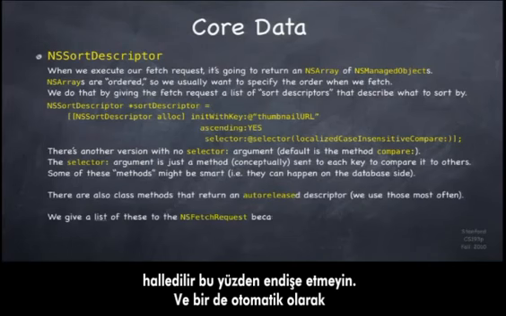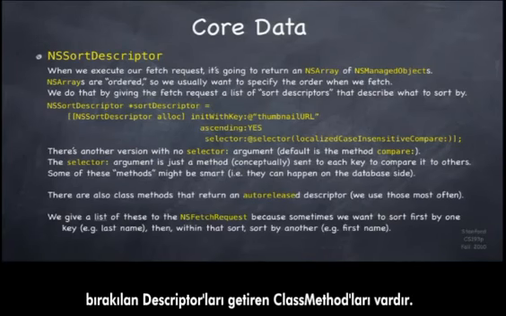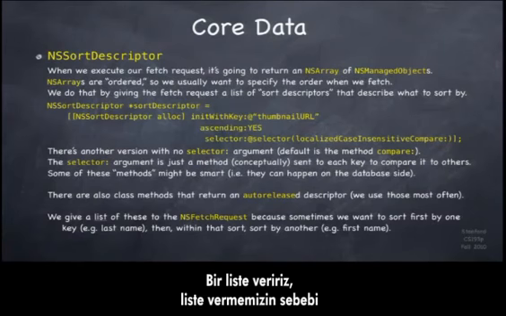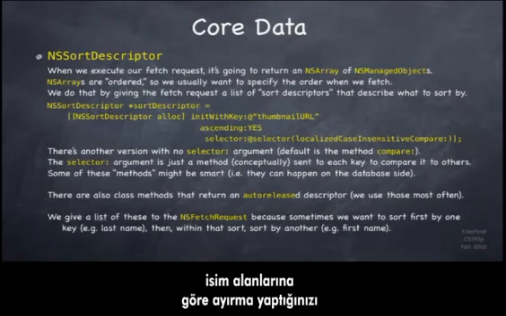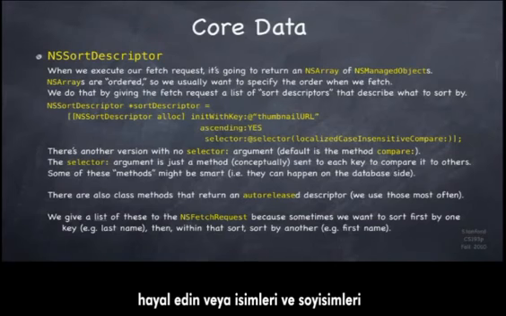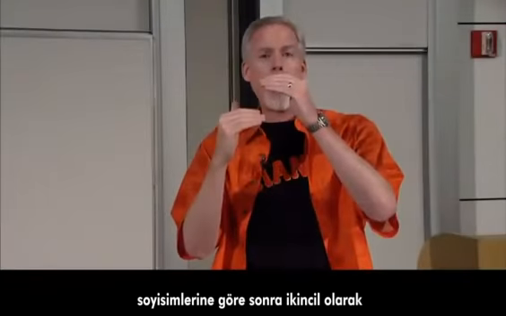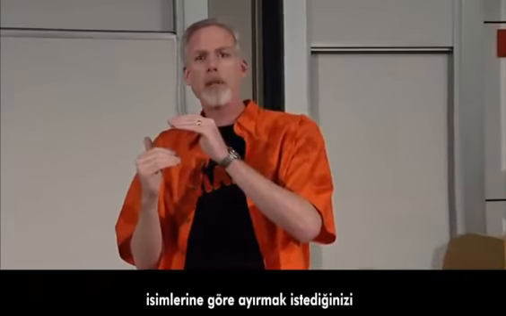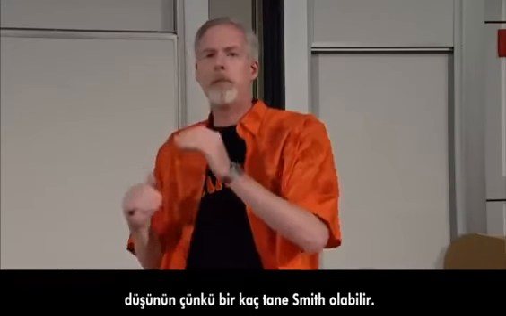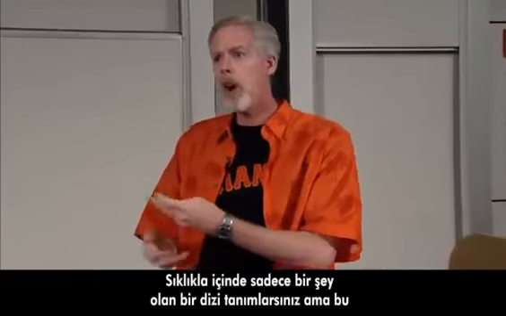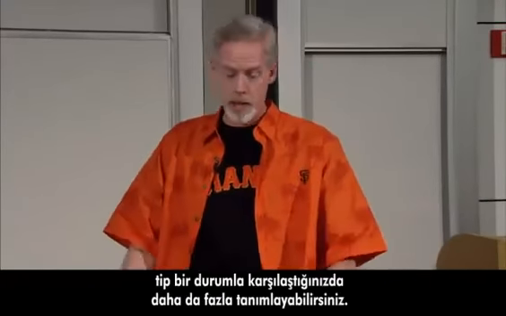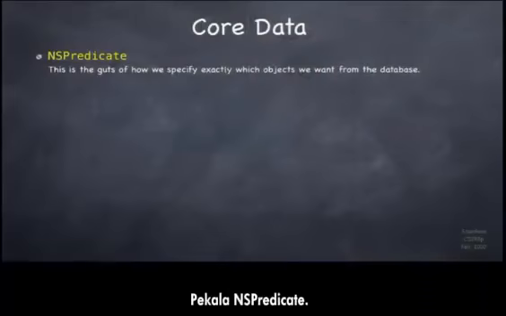And there's the class method that returns auto-released. We give a list. Okay, so this is why we give an array of sort descriptors, because imagine you're sorting a record of people and they have first names and last names, and you want to sort first by their last names and then secondarily by their first names, because you might have a bunch of Smiths and you want to sort them secondarily by the first name. So that's why you specify an array of sort descriptors. Often you only specify an array with one thing in it, but you could specify multiple if you had this kind of circumstance.